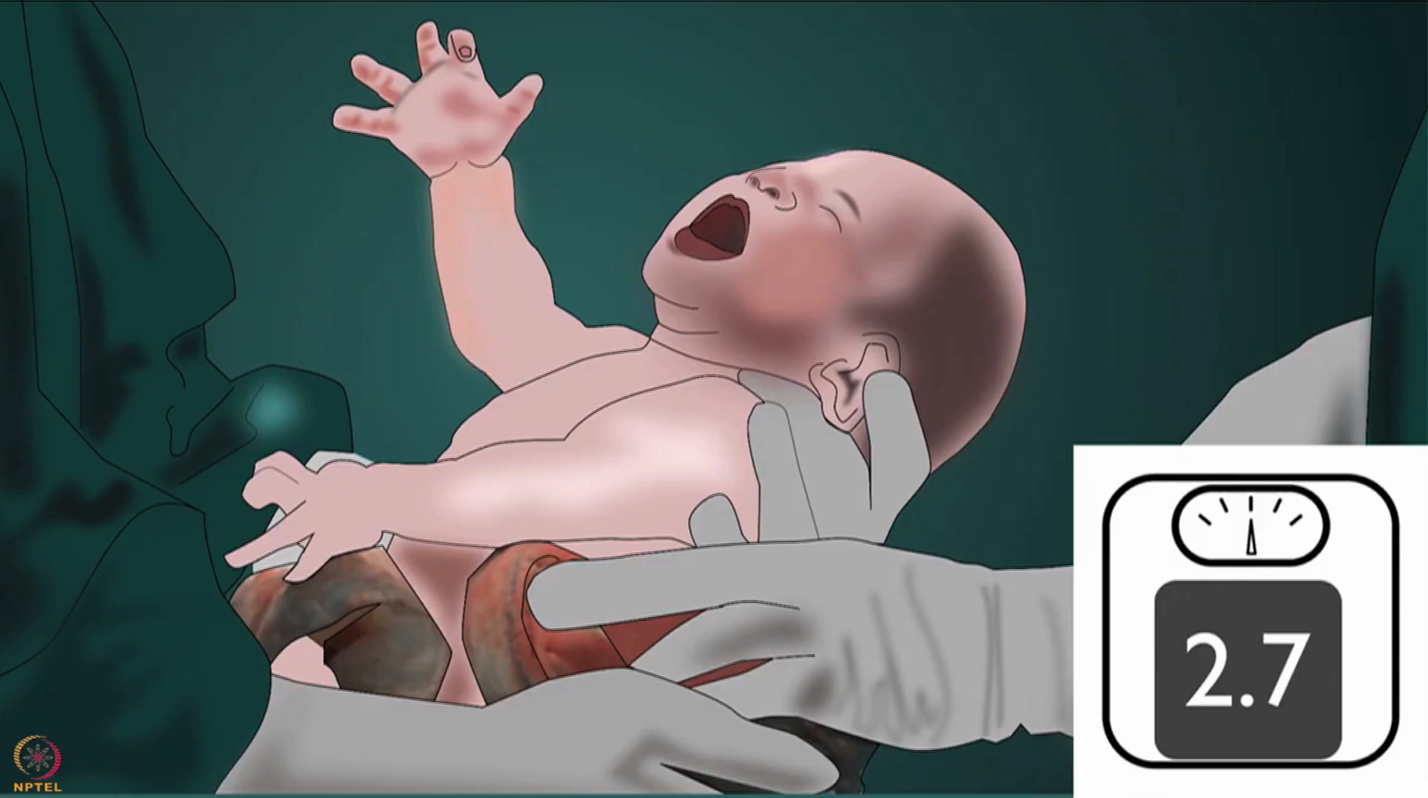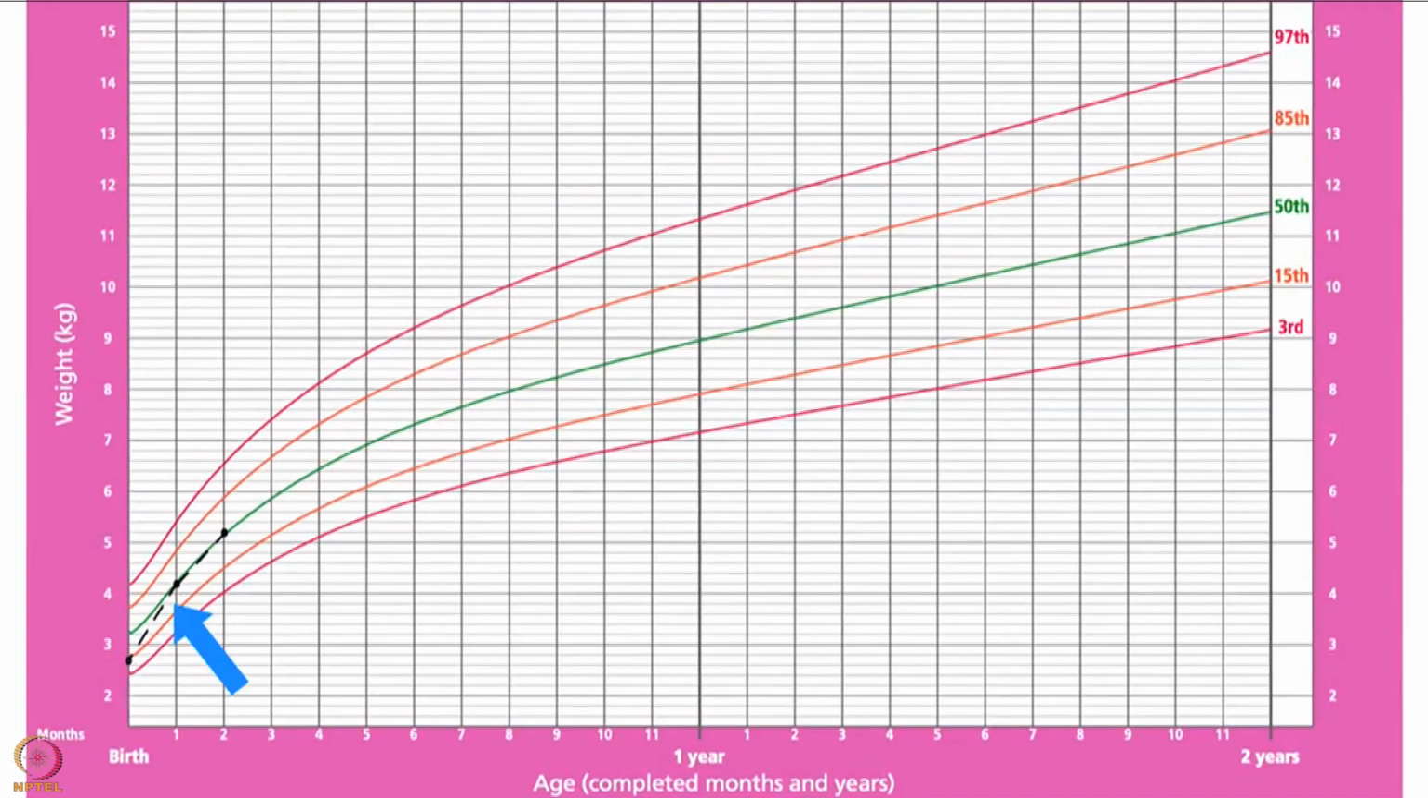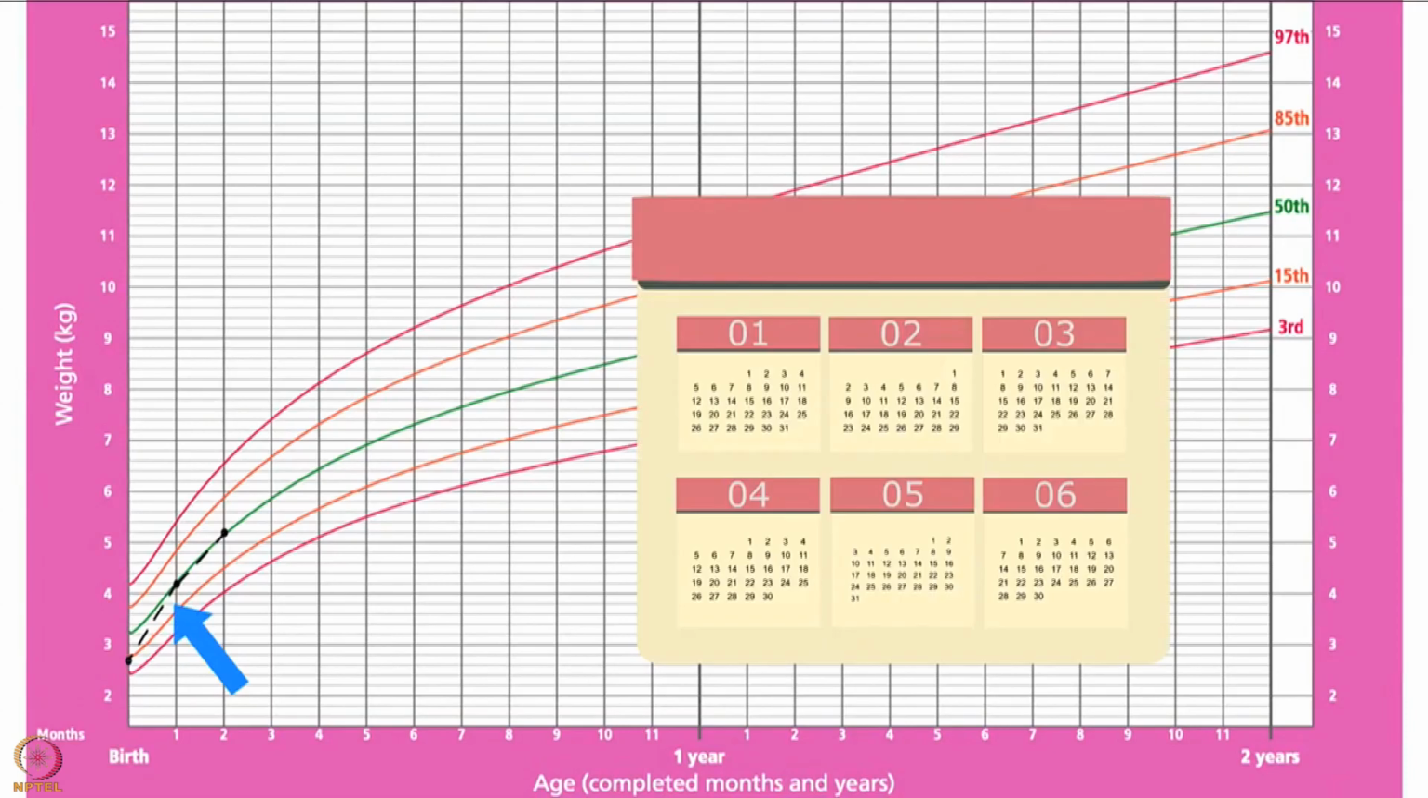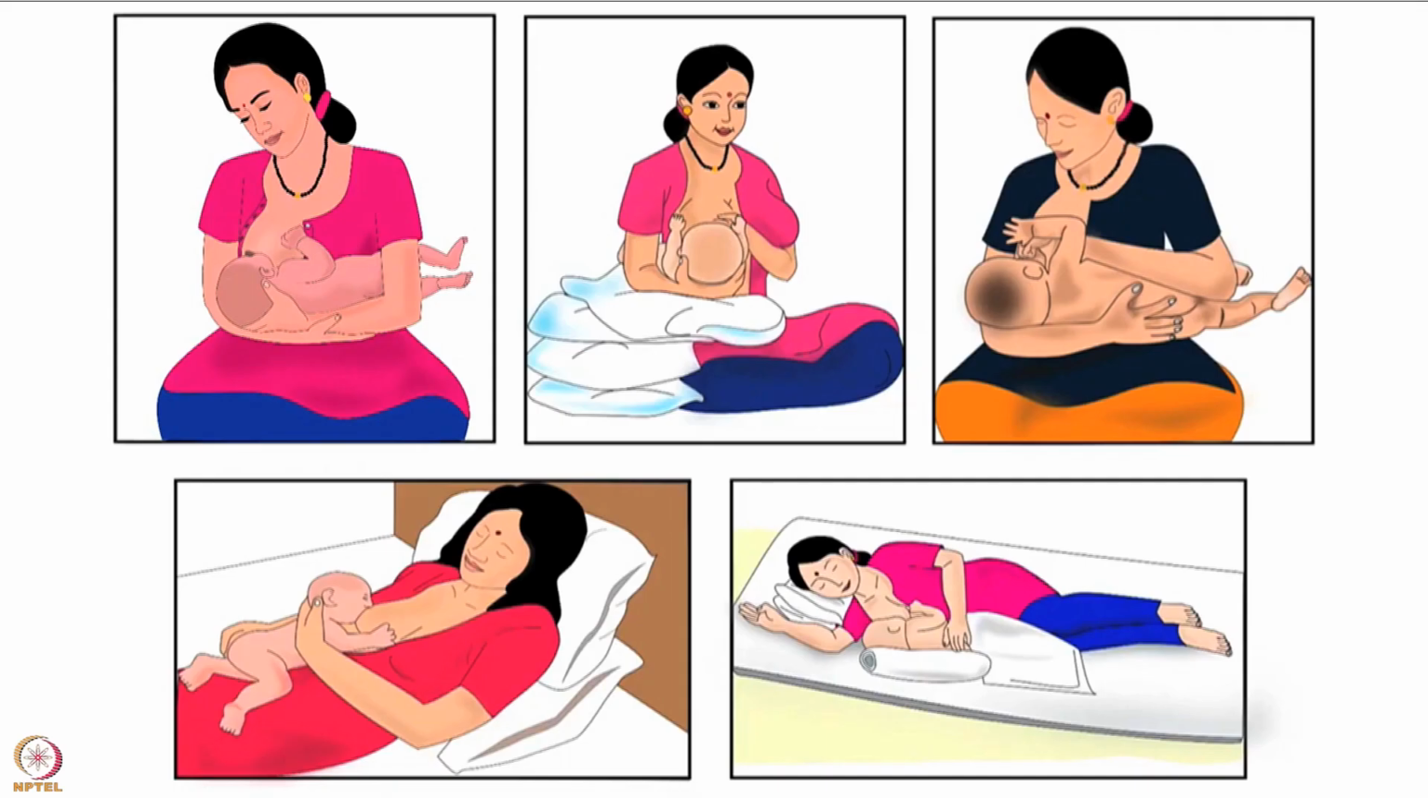The average birth weight of an Indian child is 2.7 kgs. So, an incline in their growth line is important in the first few months. Correct breastfeeding techniques also cause a sharp incline in the charts.